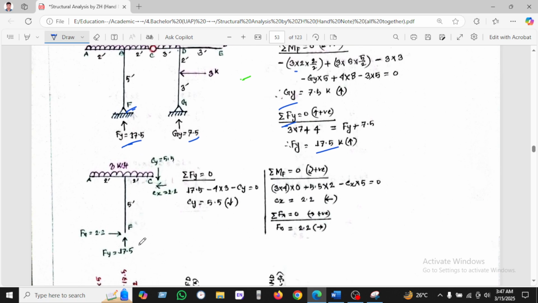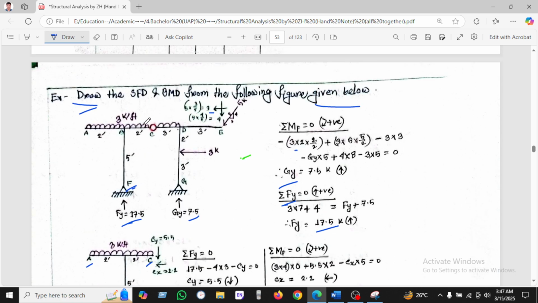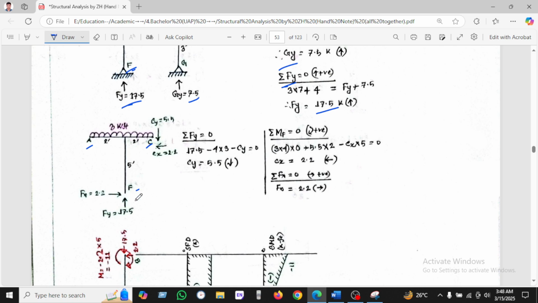Now we are calculating this portion, which is f, c, and a. This is the portion we are calculating here. After calculation, we are calculating all these below: summation of f of y, and we found cy, which is 5.5, and summation of f of x, where we take the moment here, and cx will be 2.2 on the left side. This is the left side, and summation of f of x will be 2.2. It will be f of x here.